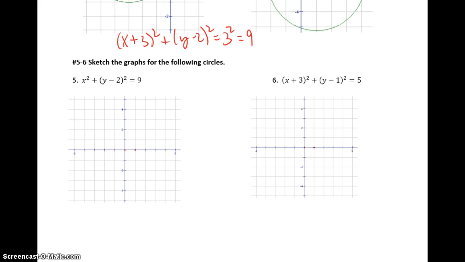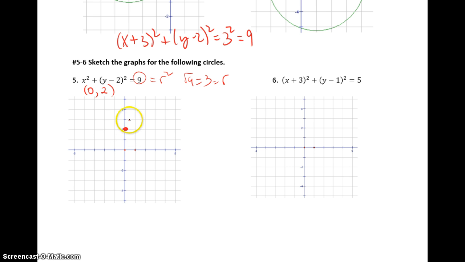And then on 5, we'll sketch the graph. Looking at the equation, at the center, the x value must be 0 because we didn't add or subtract anything from x, and the y value must be 2. Now remember, 9 is not the radius. This was the radius squared. And so to find the radius, we need to take the square root of 9. So the radius is actually 3. So let's find our center, 0, 2.